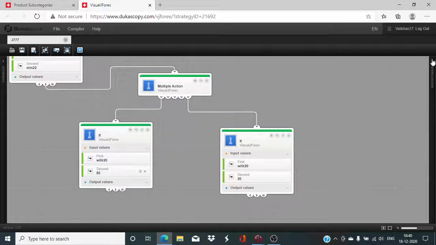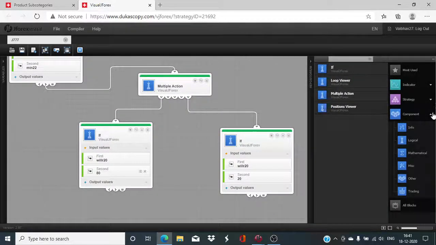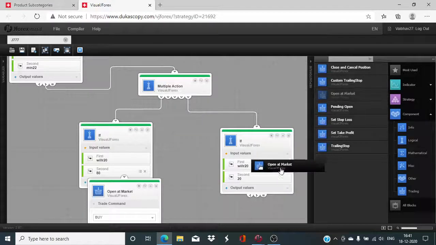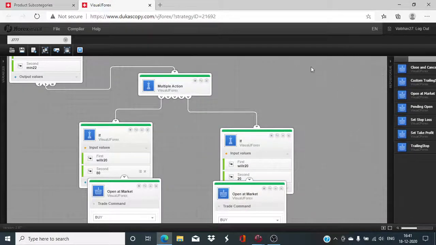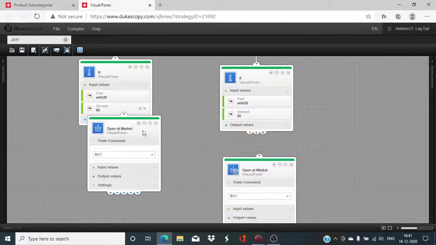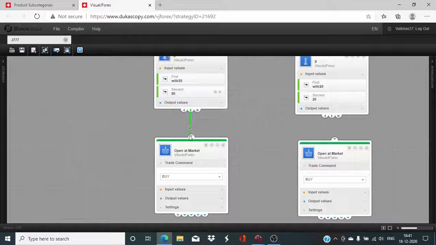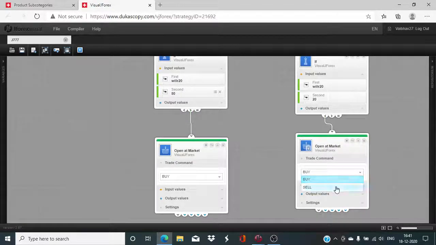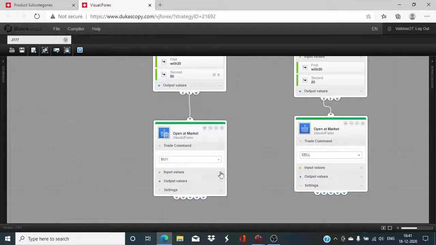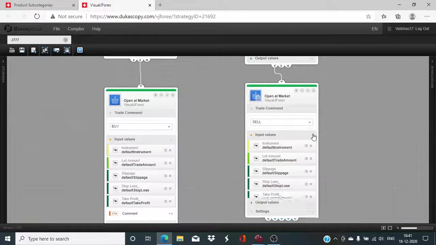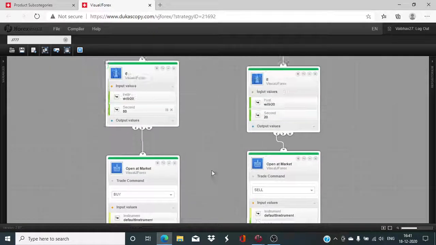another trade, that is the sell side trade, will happen. So here we add a trading component. Right now we are utilizing open at market only. So here we want this to be greater and we want this to be less, and this should be the sell trade. We are not really at the moment bothered with these input values for other components of this block.